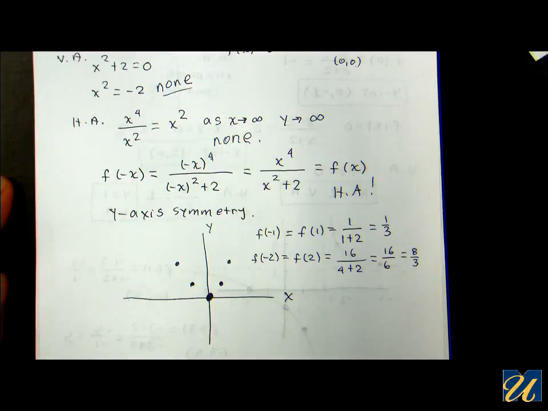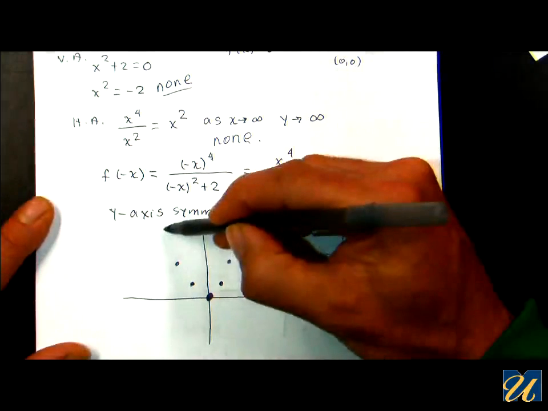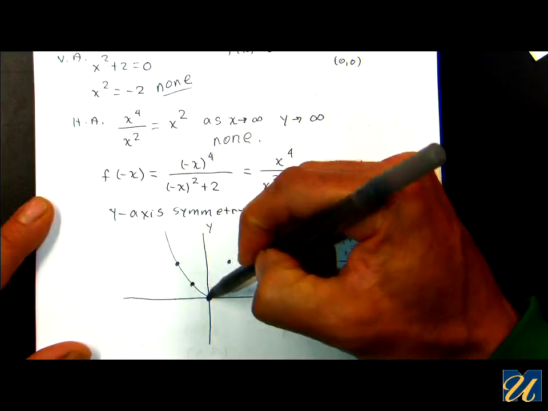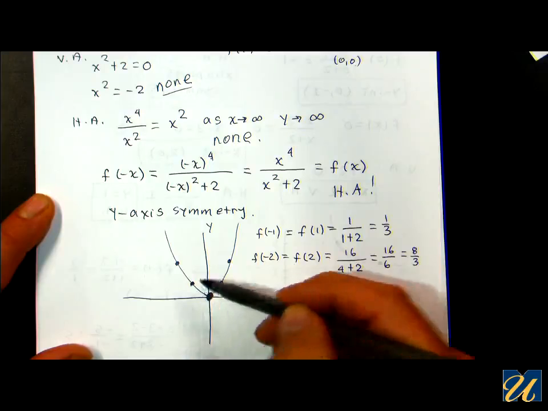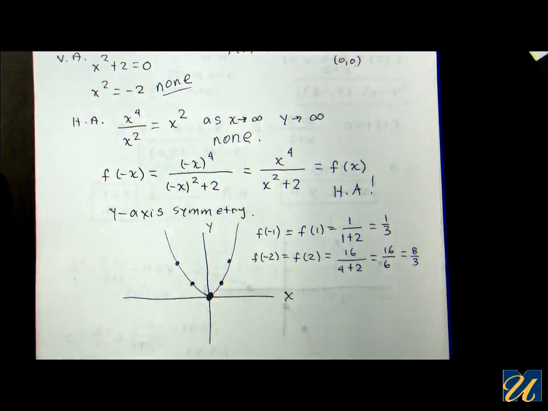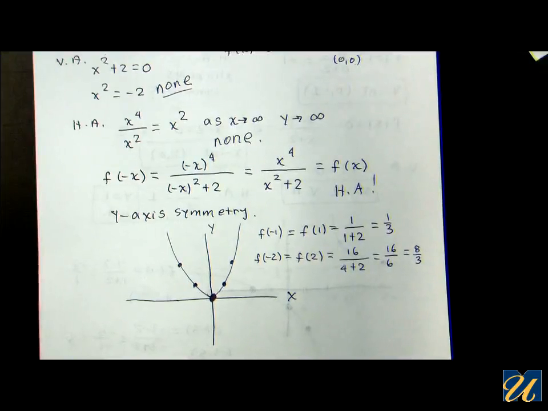In fact, yes, if you continue to plot several more points, you will find that this looks a lot, it is not, but it certainly looks a lot like a parabola. In fact, it looks a lot like y equals x squared. It's not y equals x squared. It's a rational function. Like I said, they come in a variety of flavors. Okay, let's see what else we have to do.